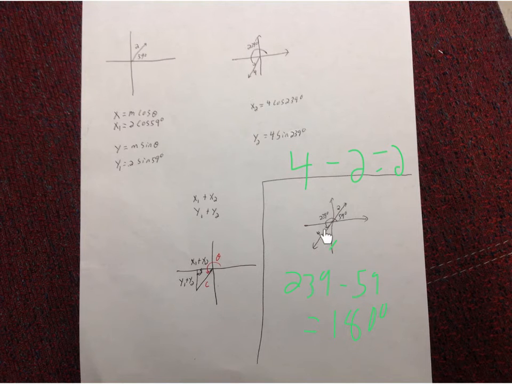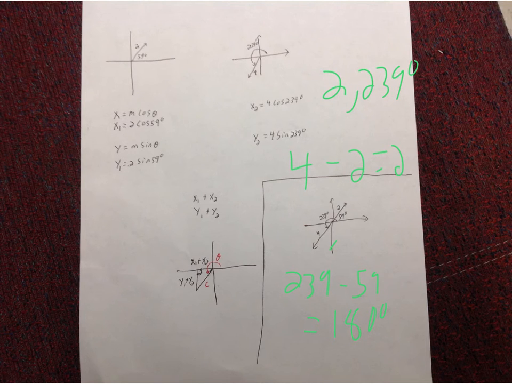So the magnitude of the sum will just be 2, and the direction, the bigger one, is heading at this angle, so the angle is going to be 239 degrees. So it's just going to be 2 comma 239 degrees.